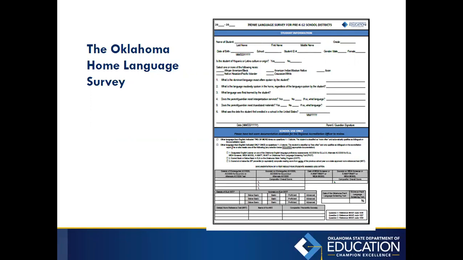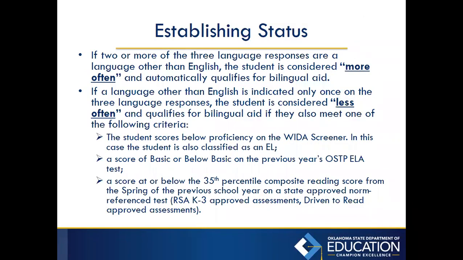When the parents or student complete it, then we look at the responses to those first 3 questions about languages. And if 2 or more of the answers to those 3 questions are any language other than English, then the student is considered, quote, more often, and automatically qualifies for bilingual aid. So again here, bilingual means the student speaks a language other than English. So, 2 answers that are other than English, the student qualifies for bilingual aid.